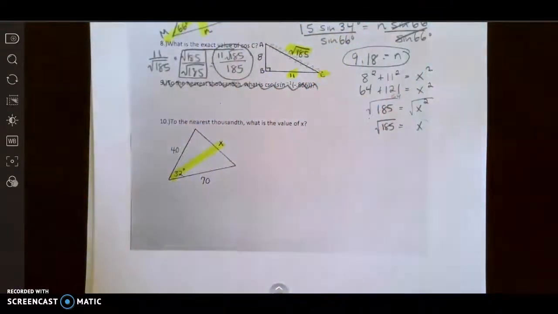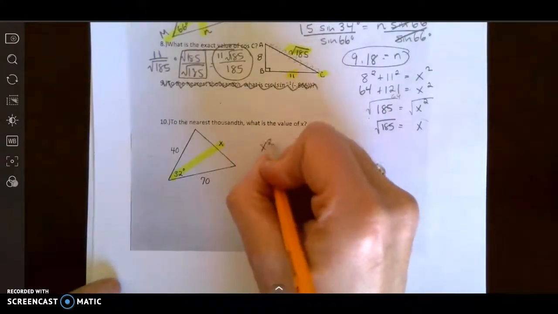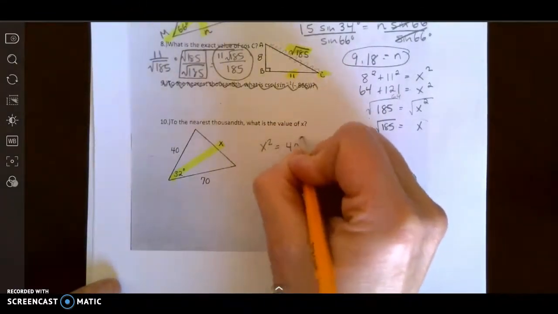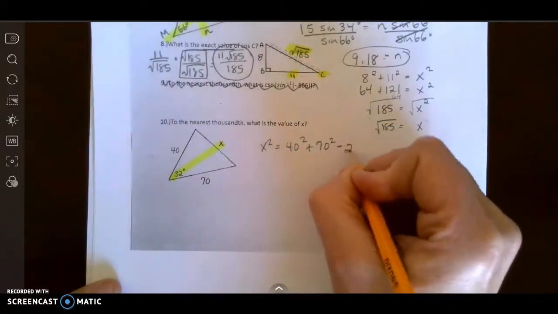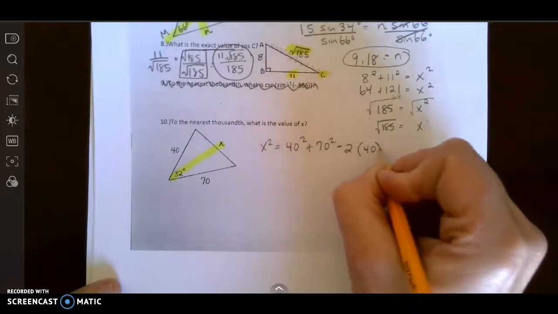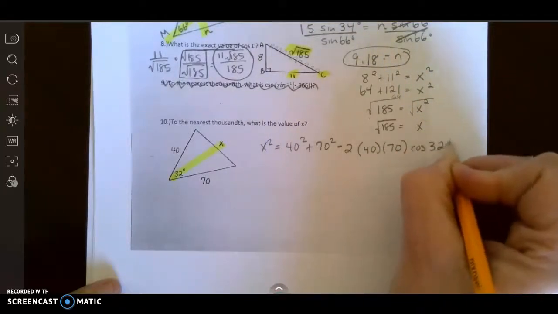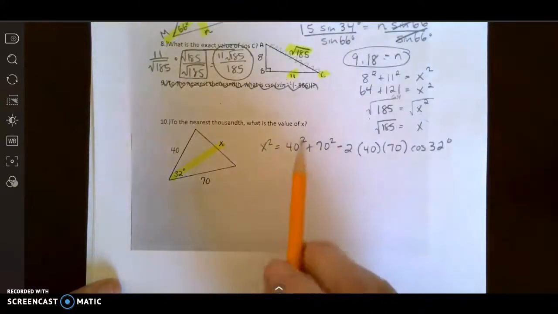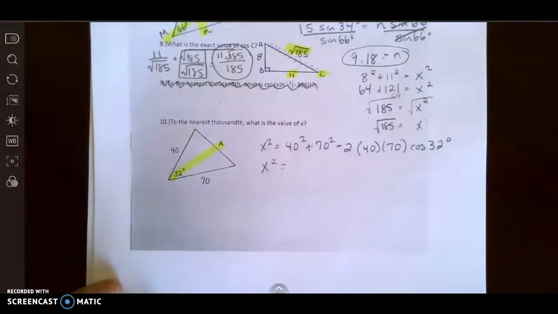So we can use law of cosines, and we get x squared equals 40 squared plus 70 squared minus 2 times 40 times 70 times the cosine of 32 degrees. There are no variables here, so we can type all of this into our calculator.